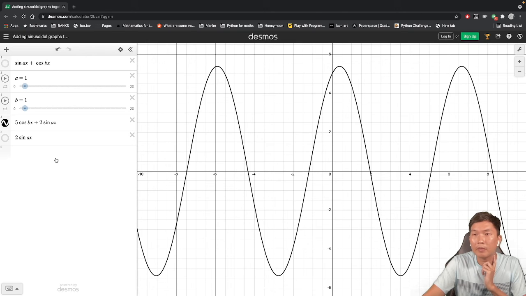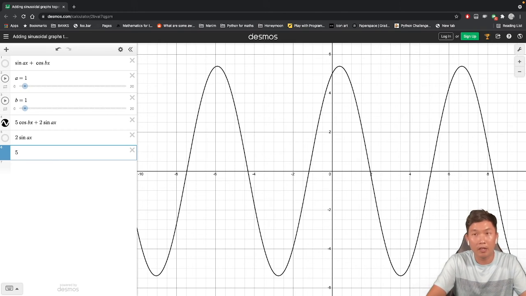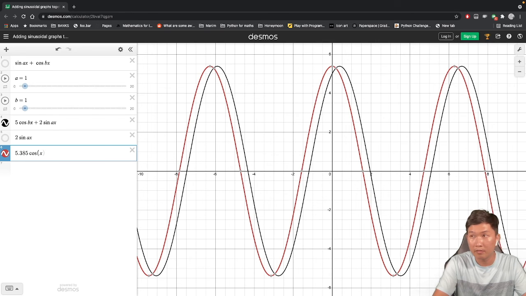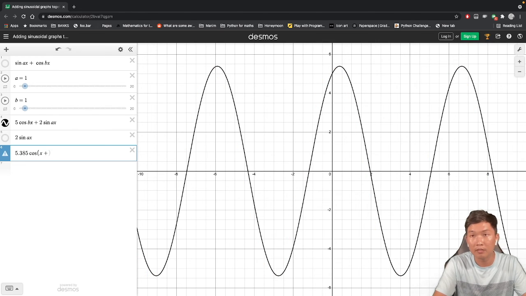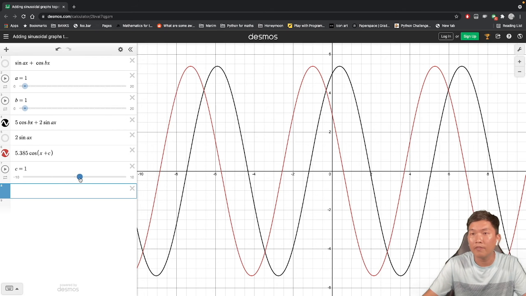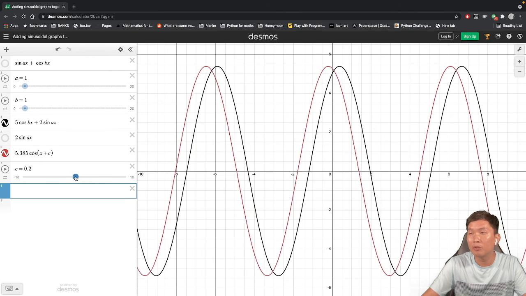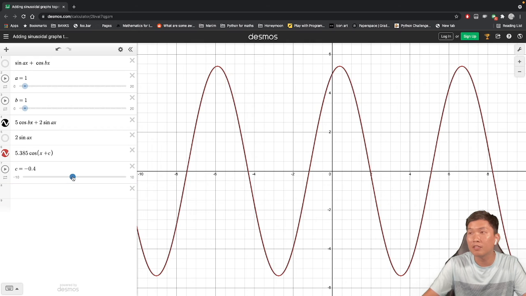Right. So if I type in the graph, say 5.385 cosine x plus a certain number, a. I shouldn't use a because I already used a. So let's use a new constant c. Okay, and then if I slide c, right, then I should be able to get this when c equals to negative 0.4. Can you see? The two graphs are roughly the same.